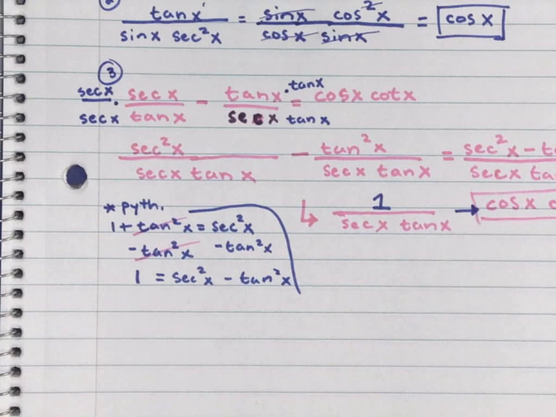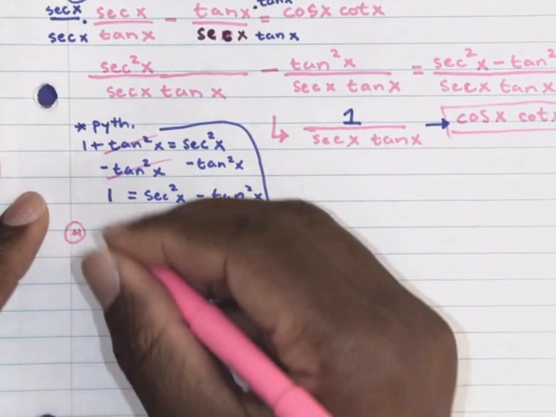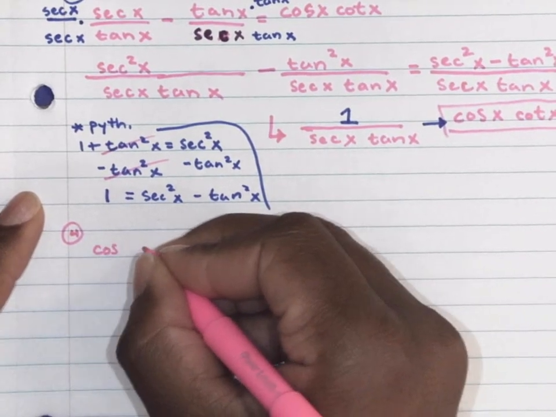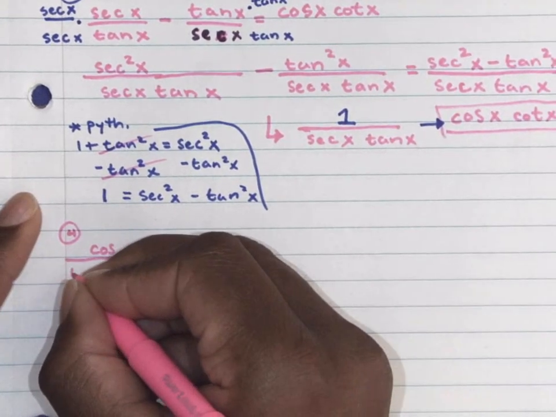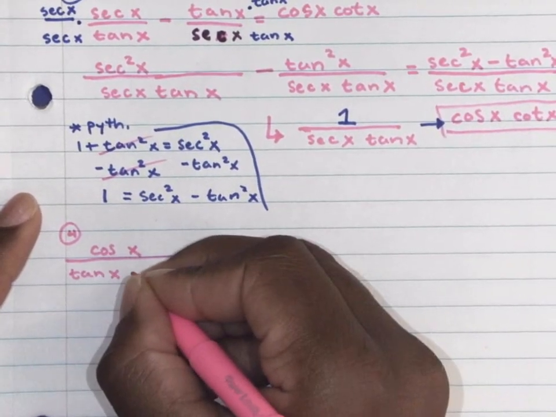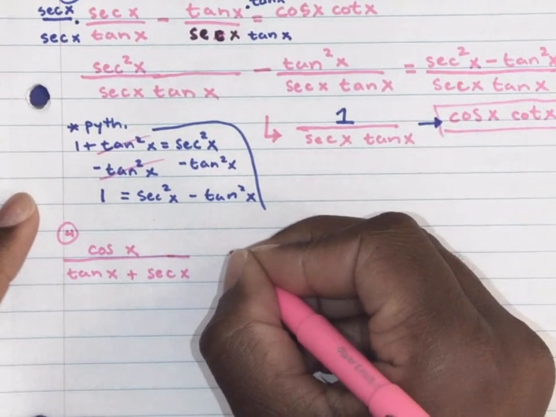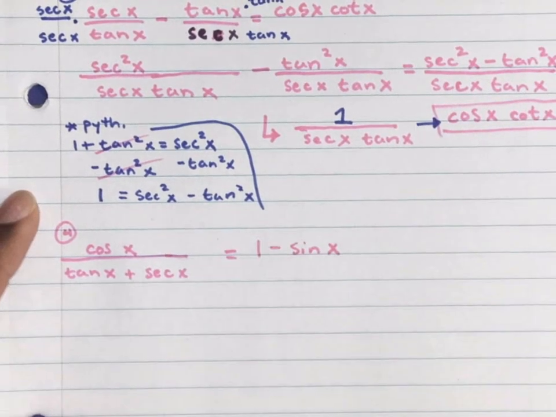All right, on to number 4. So number 4, we got cosine of x divided by tangent of x plus secant x. And we want to show that this equals 1 minus sine x.